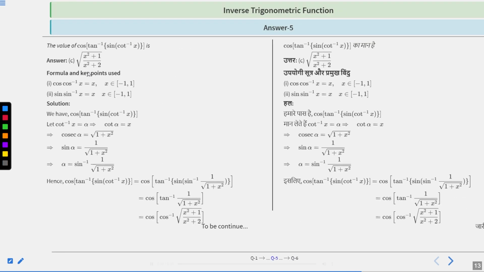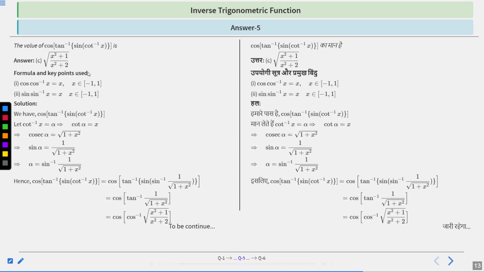Okay, let's move to the solution part. The formulas and key points we will use in this question: cos of cos inverse x is equal to x when x belongs to minus 1 to 1, and sin of sin inverse x is equal to x when x belongs to minus 1 to 1. Now, in the question we have cos of tan inverse sin cot inverse x.